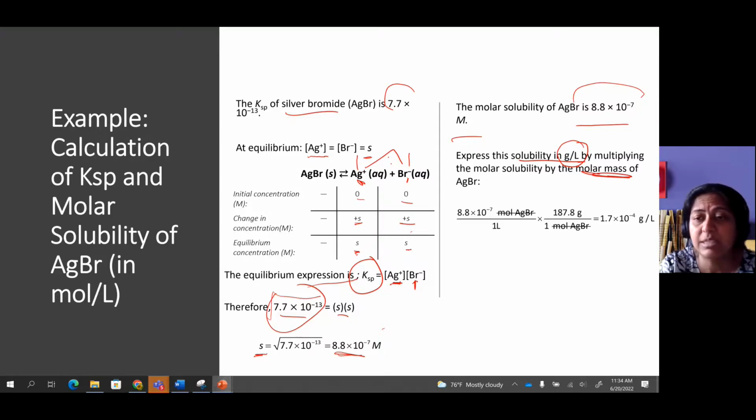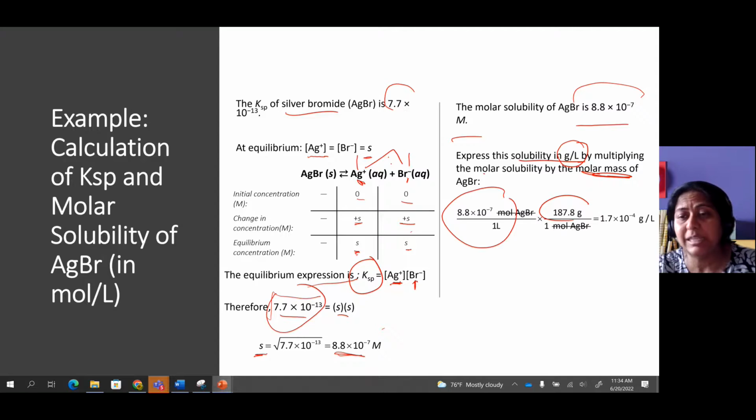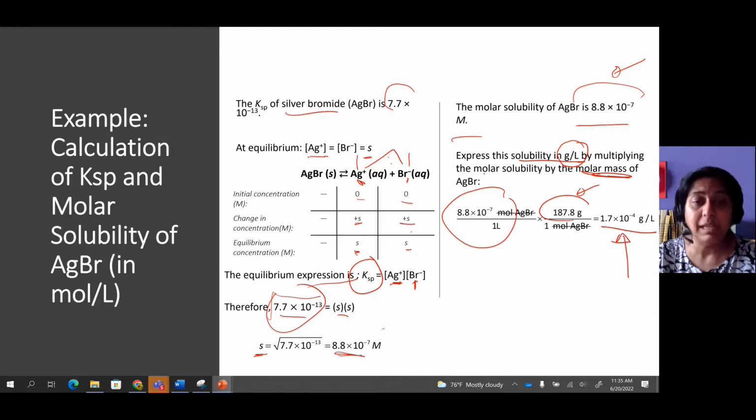The molar mass of silver bromide is 187.8. So we multiply this molar solubility by the molar mass, and we obtain the solubility as 1.7 times 10 to the negative 4th grams per liter. Right, so this is the molar solubility, and here is the solubility of silver bromide.